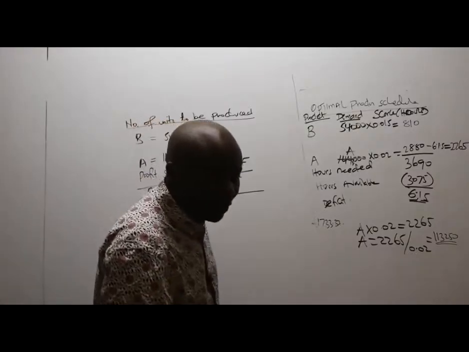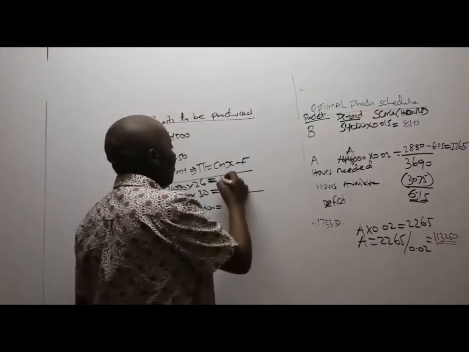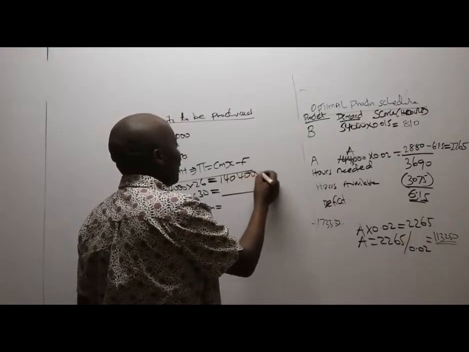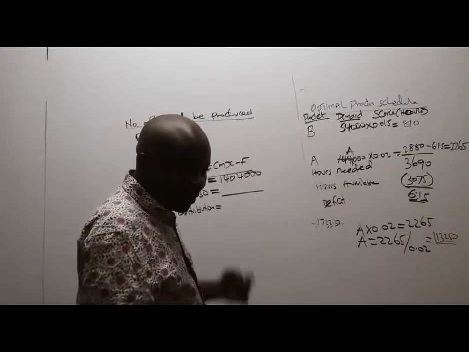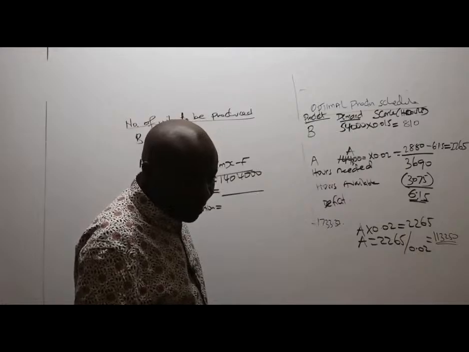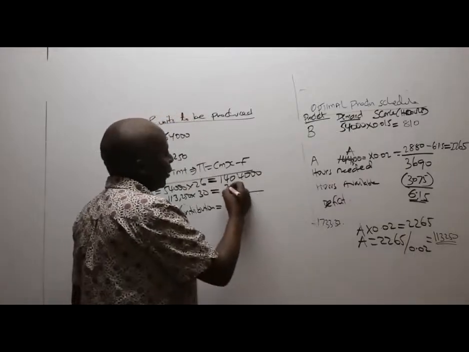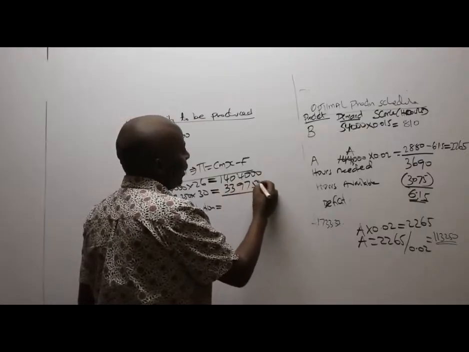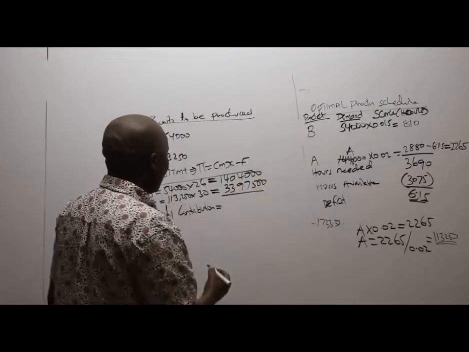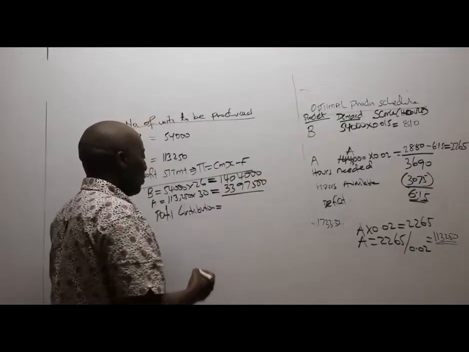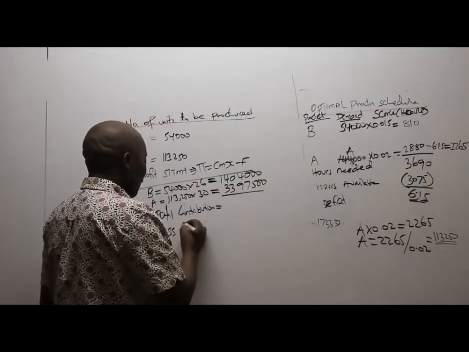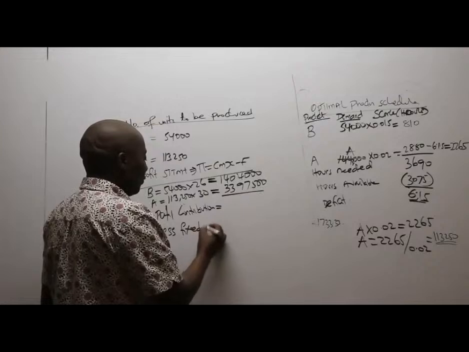For B, I'm being given a figure of 144,000. How about A? A is 33,97,500. Thank you very much. So therefore, the total contribution will be how much? Then come under less fixed cost.